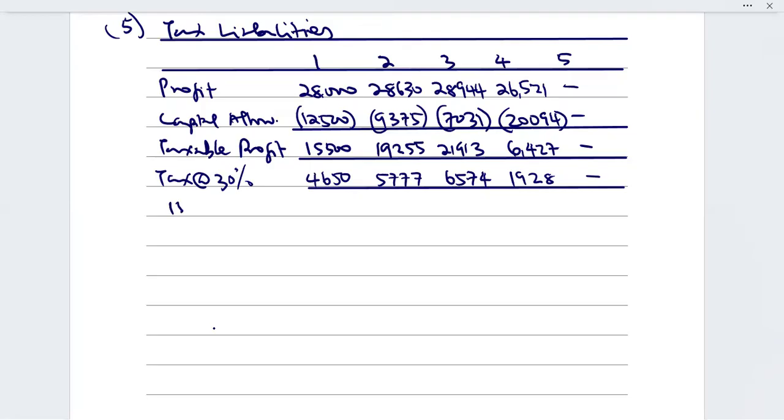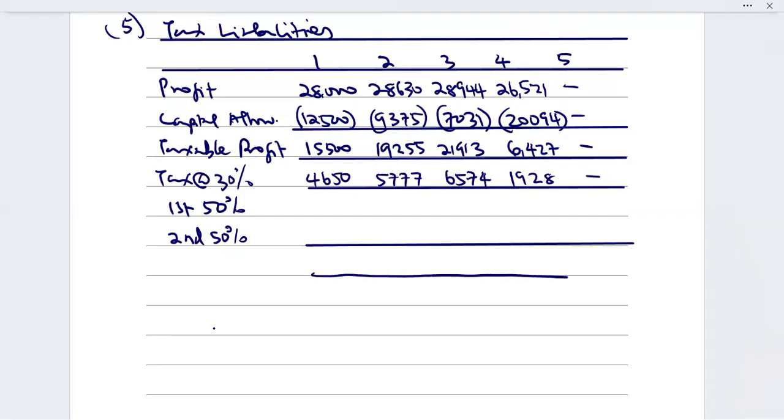Therefore, I would then say the first 50% of the 30%. Then I also have the second 50% of the 30%. So I will add up the two together. Whatever I have thereafter will represent what I will claim, what I will charge. So I would then say tax liabilities. Okay, so let's get, what's 50% of 4,650? 2,325. So the balance of that 2,325 will be paid in the following year.